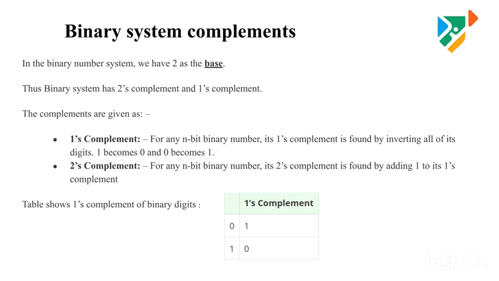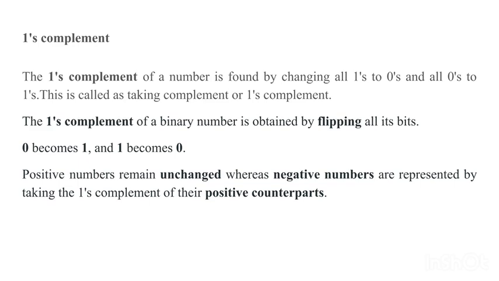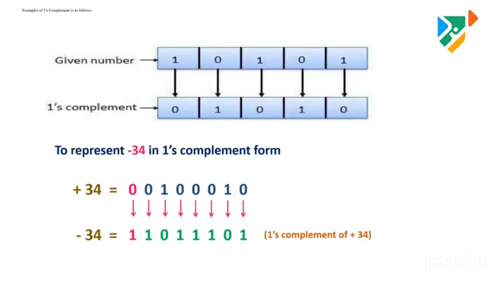The table shows ones complement of binary digits, so 0 becomes 1 and 1 becomes 0. Ones complement of a number is found by changing all ones to zeros and all zeros to ones. So in short, flipping all of the bits or inverting all of the bits, as said, 0 becomes 1 and 1 becomes 0. Positive numbers remain unchanged, whereas negative numbers are represented by taking the ones complement of the positive counterparts. So let's solve an example for the ones complement.